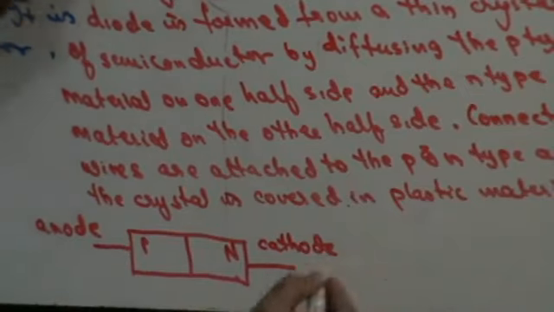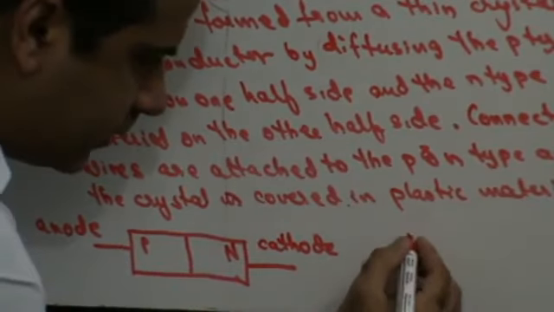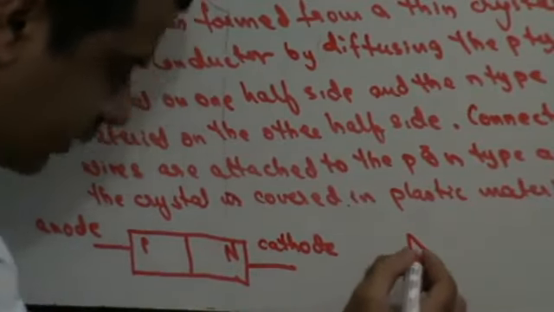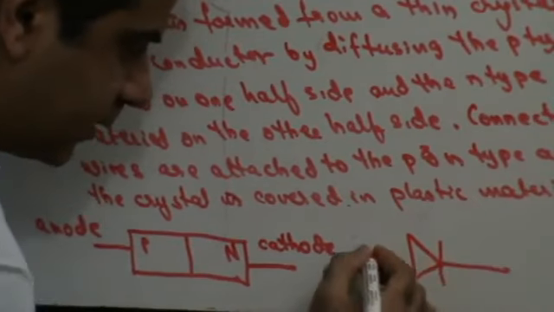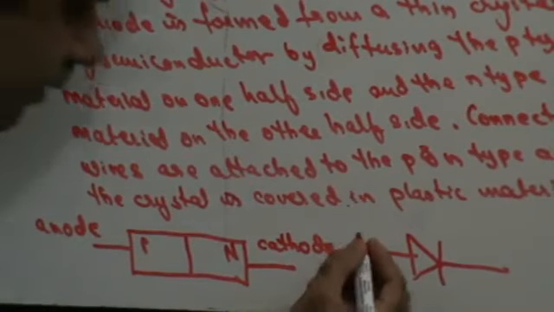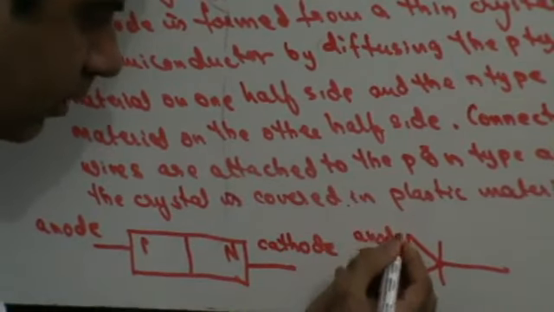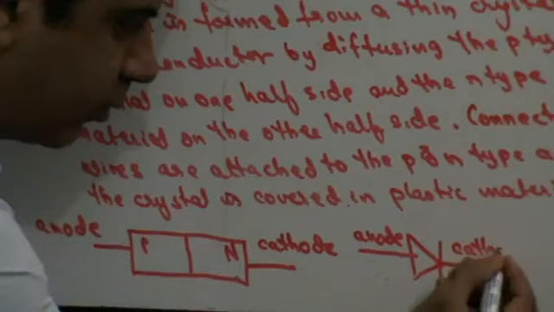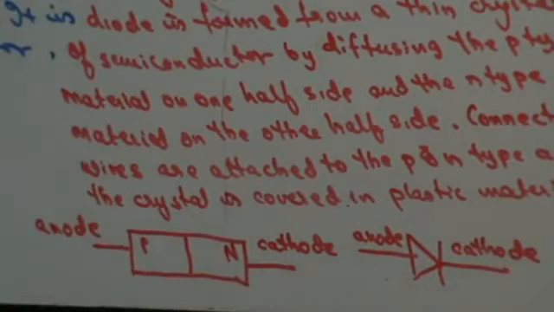Right? And the symbolic structure for this is going to be this. This is the symbol for a PN junction diode. This is going to be my anode, and this is your cathode. So that's your construction of a PN junction diode. Fine, do you get this thing clear?